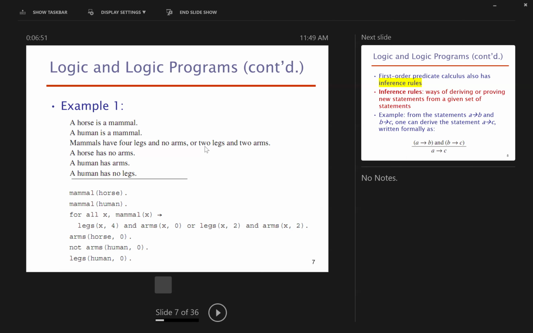So we say for all x belongs to this. There's a chance that x may have 4 legs and no arms, or x has 2 legs and 2 arms. So human beings, we have 2. Animals, most of the time they have 4. An example would be the ox. So this is the whole concept of, again, logic.